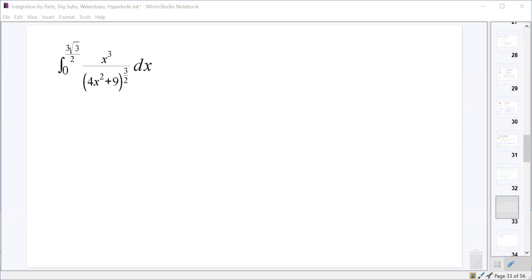U sub, as if you want to let u equal 4x squared plus 9, and then have an 8x, and have to turn that x cubed into something. I think that's going to be unpleasant to do a u sub. I think we're going to want to use our inverse trig sub here.